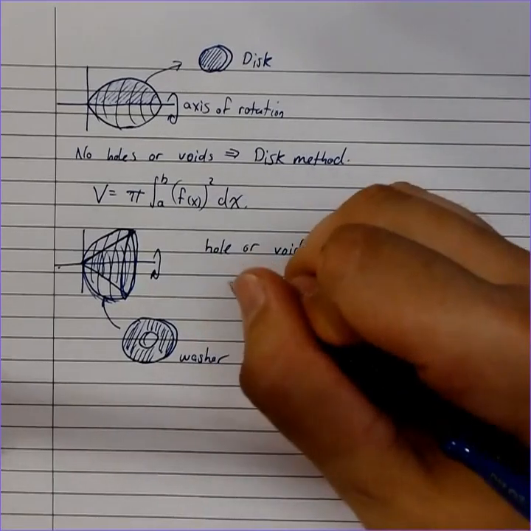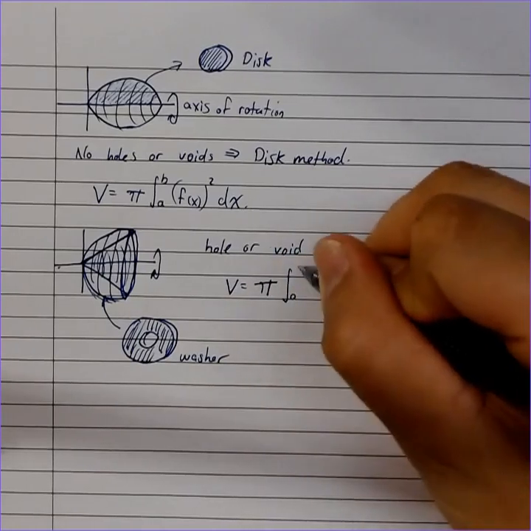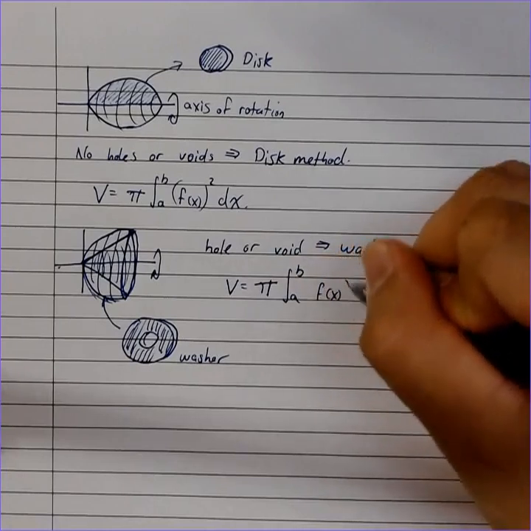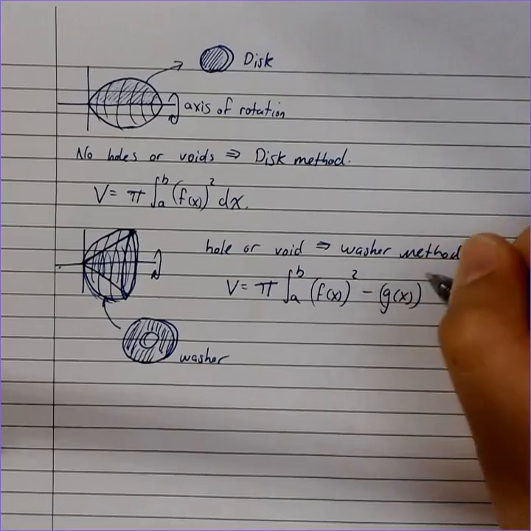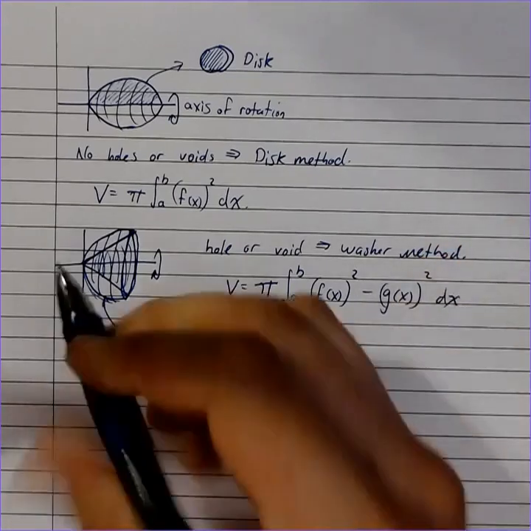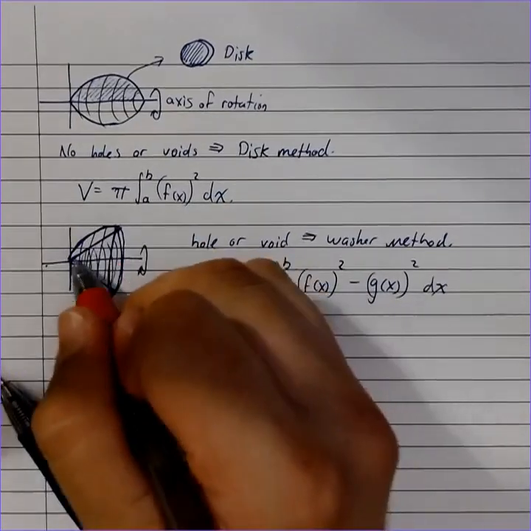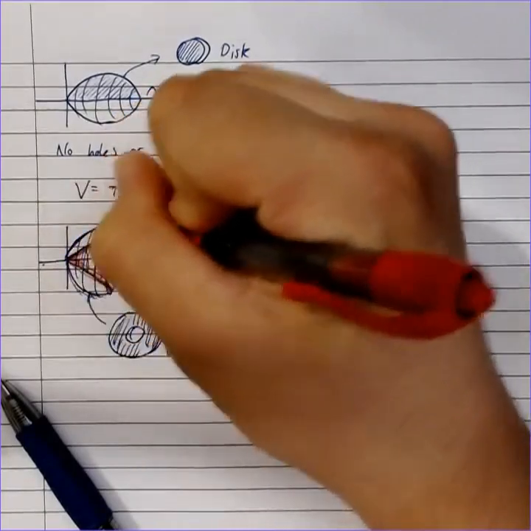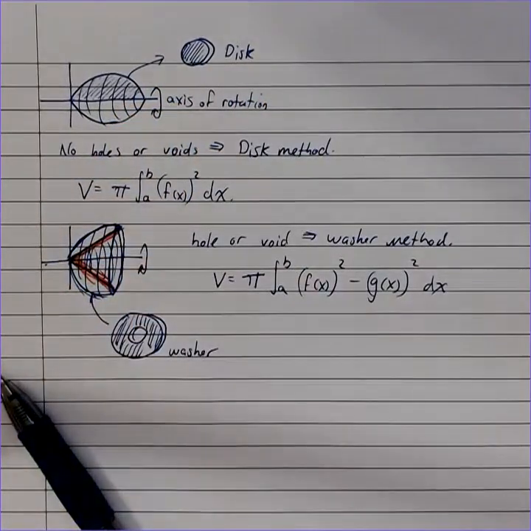And here, that's going to be V is equal to pi integral from A to B of f of x quantity squared minus g of x quantity squared dx, where f of x is this outermost curve, g of x is the innermost curve, the one that is giving you the region that is empty, the void in the middle, the empty gap in the middle.